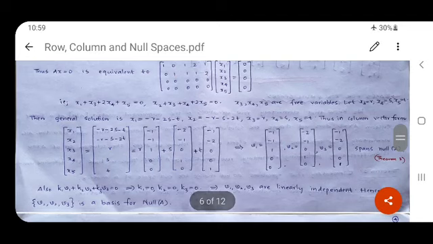So we have expressed them in vector form. The corresponding vectors are v1 equal to (minus 1, minus 1, 1, 0, 0), v2 equal to (minus 2, minus 1, 0, 1, 0), and v3 equal to (minus 1, minus 2, 0, 0, 1).